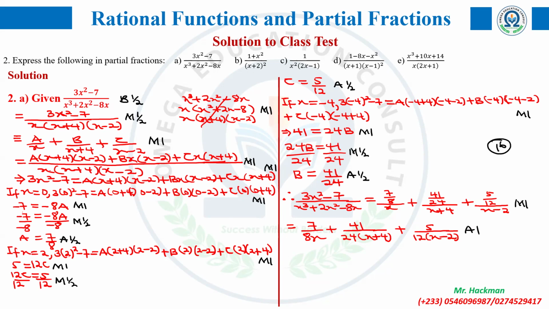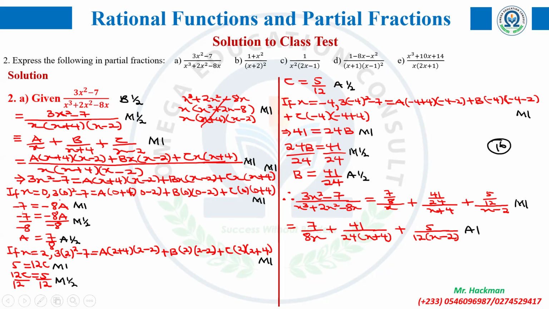And we said, what do we do? First step, write this side as a single fraction. So you take the LCM, and that will give us this. And since the denominators are the same, we now equate the numerators. So this implies that the numerator here should be equal to the numerator here, and that's what I have here. And that attracts M1 as well.